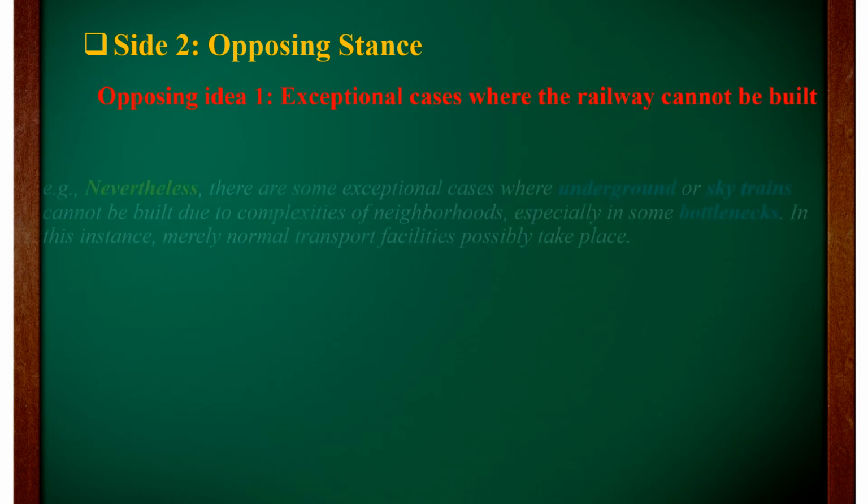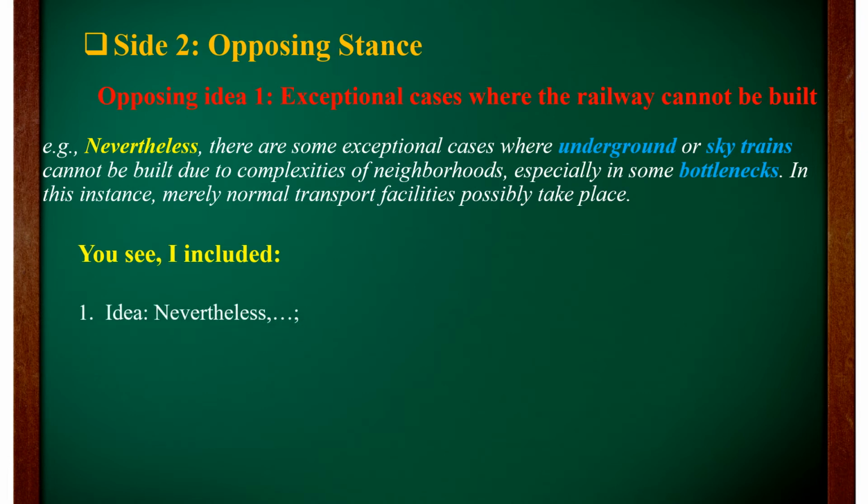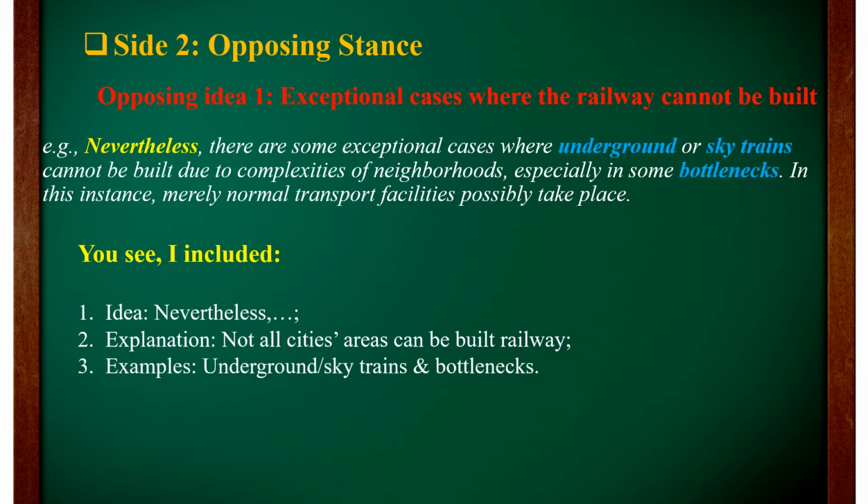The first opposing idea is exceptional case where the railway cannot be built. I started the idea with a sentence connector, nevertheless, to inform the reader that this idea is contrary to the previous two. Then I follow a similar strategy to the previous idea by explaining why this idea is also reasonable with concrete example. As you see, I try to make the case why railway cannot be built in certain occasions in the series, such as in some bottleneck.